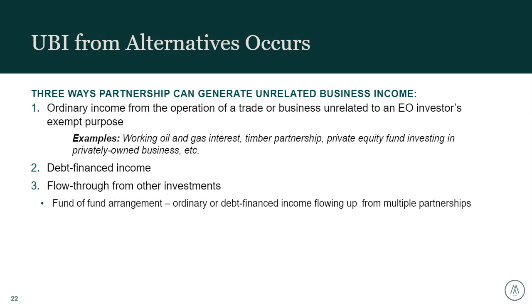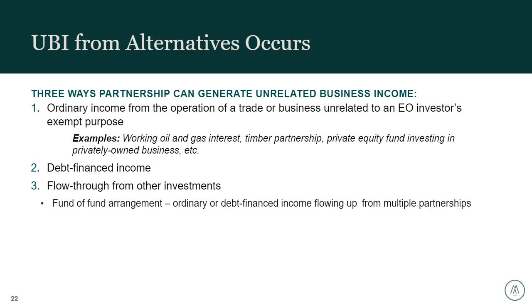All right, I talked a lot already about unrelated business income, UBI, but I wanted to hone in a little more on what generally generates UBI from alternatives. There are generally three ways a partnership can generate unrelated business income. Ordinary income is the most common way. So if you think about a K-1, box 1, ordinary income, that's typically operating a trade or business. And usually that's unrelated to an exempt organization's exempt purpose. So examples: working oil and gas interests, timber partnerships, private equity funds investing in a privately owned business.